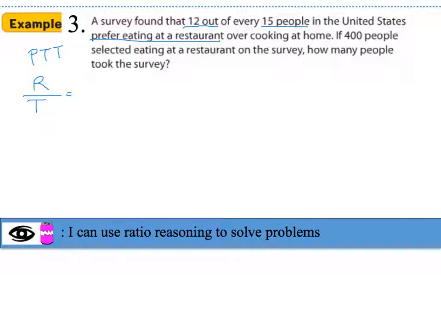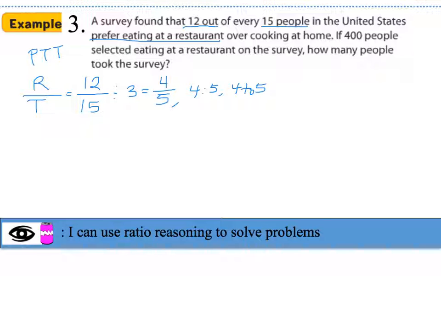I know that for every 12 people who prefer eating at a restaurant, 15 people took the survey. I can reduce that by dividing the top and bottom by 3, and I can get 4 over 5, or 4:5. So you always want to make sure you reduce your ratios, because when you draw your tape diagrams, you want to draw the least amount of boxes as possible.